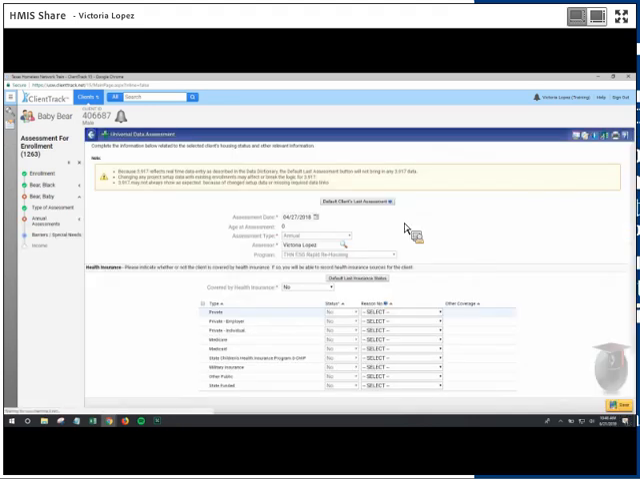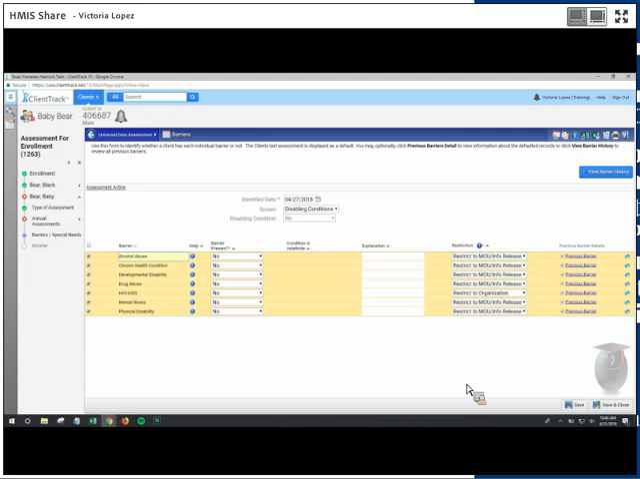Victoria, I have a question. When you are doing these annual assessments for the secondary family members, do the assessment dates need to match, or will that throw an error in the system if the assessment dates do not match?